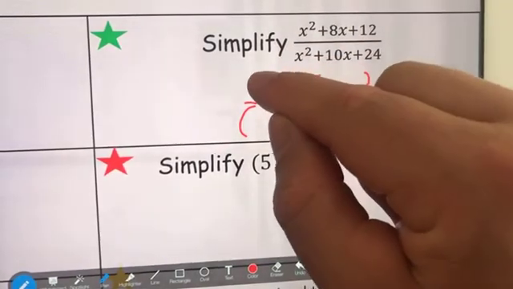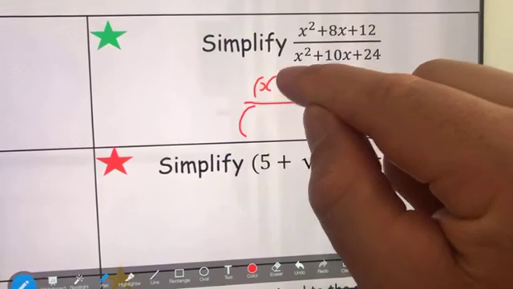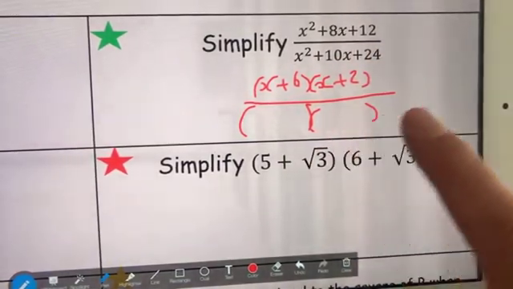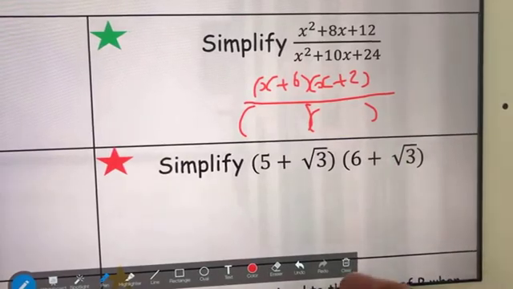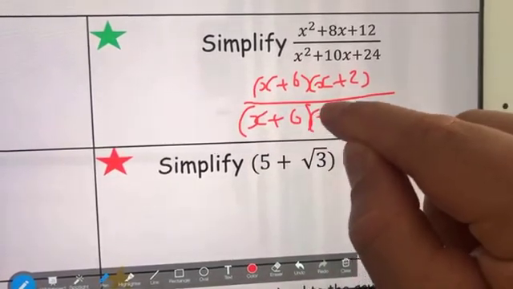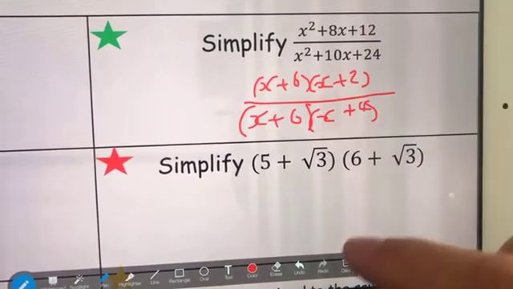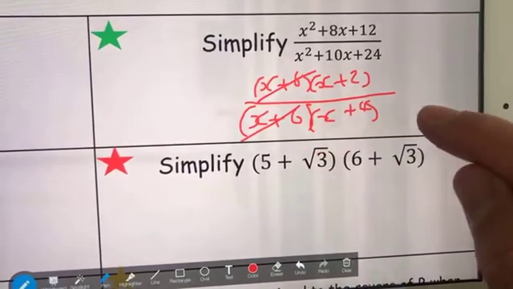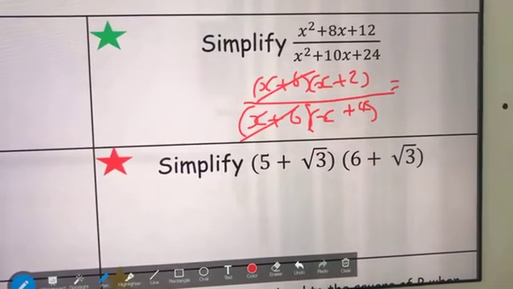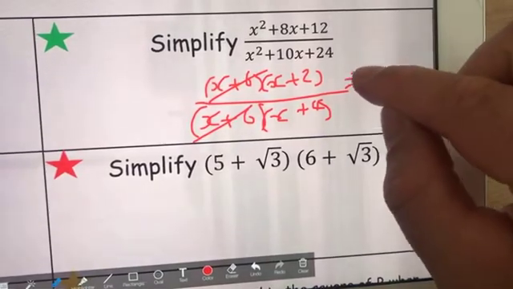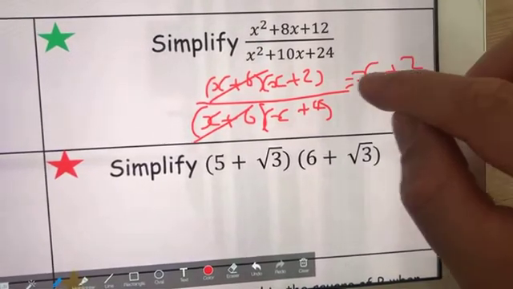I'm thinking x plus 6, x plus 2. And the bottom one, same thing. Multiply to make 24 and add to make 10. I'm thinking x plus 6 and x plus 4. Once I'm there, I'm going to cancel out ones that are the same. X plus 6 and x plus 6 can go. So my final answer will be x plus 2 all over x plus 4.